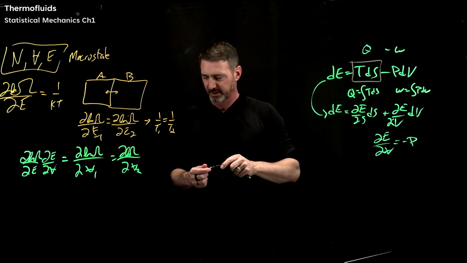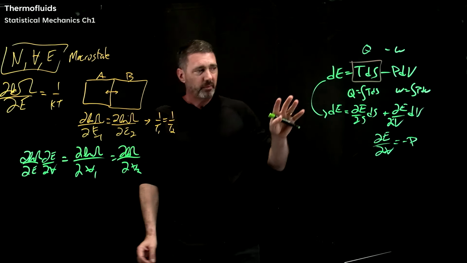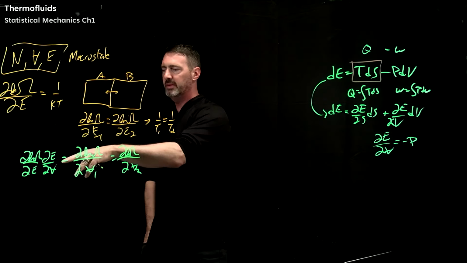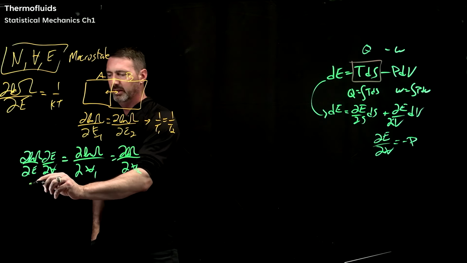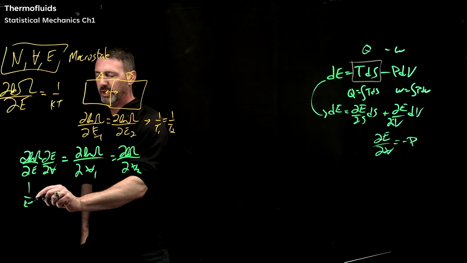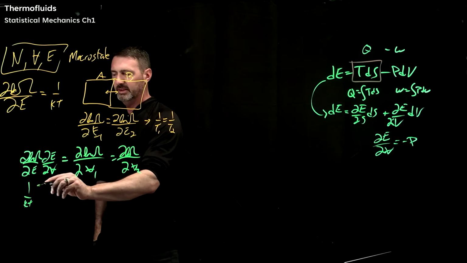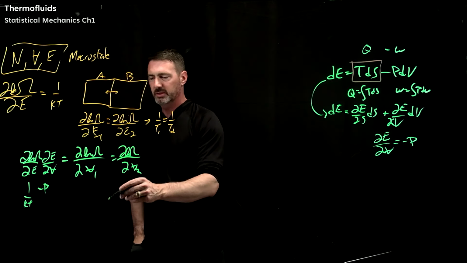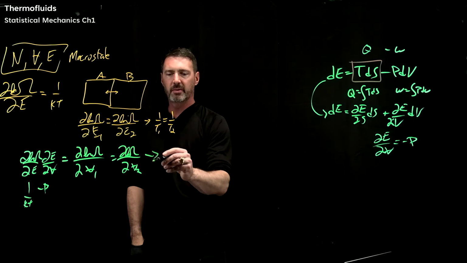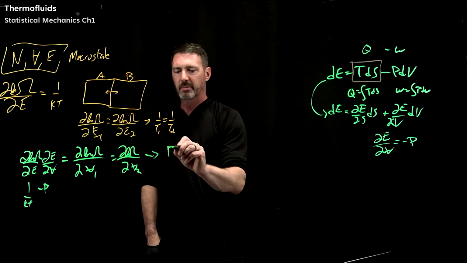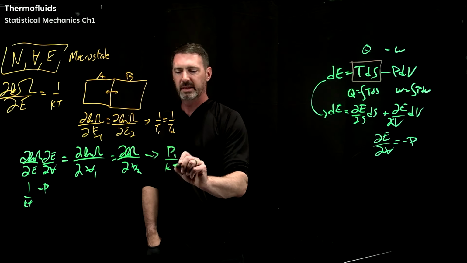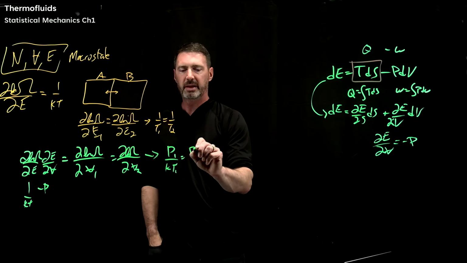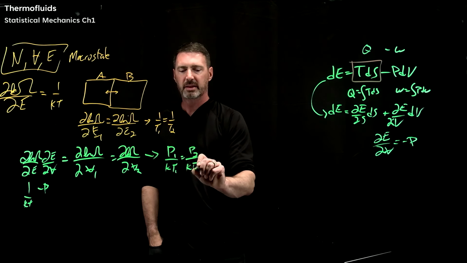Nice. So we have this equation, and we know what this is going to be. This is actually 1 over T. I'll keep the kT in there. And this is just minus pressure. And so this entire equation is then going to balance into P1 over kT1 is equal to P2 over kT2.